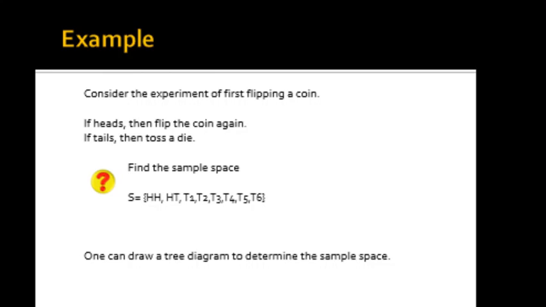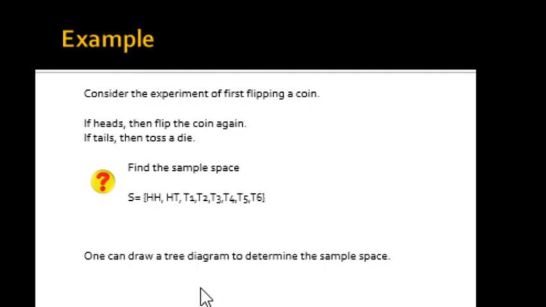Let's look at another example here. This time we have an experiment of first flipping a coin. Then if we get heads, we flip the coin again. But if we get tails, then we toss a die. So it's in 2 steps. What will be the sample space of this experiment?